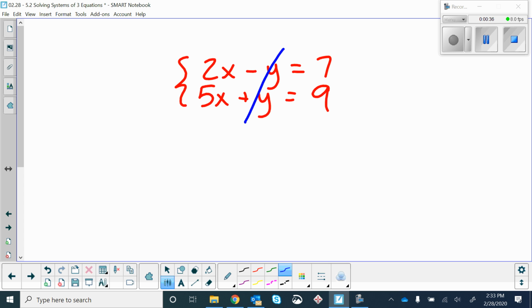Okay. The problem today that we're going to have to do is, what about when you have a third variable in your system, and eliminating one variable still leaves you with two left? So you can't immediately solve. Okay? That's our goal for the day.